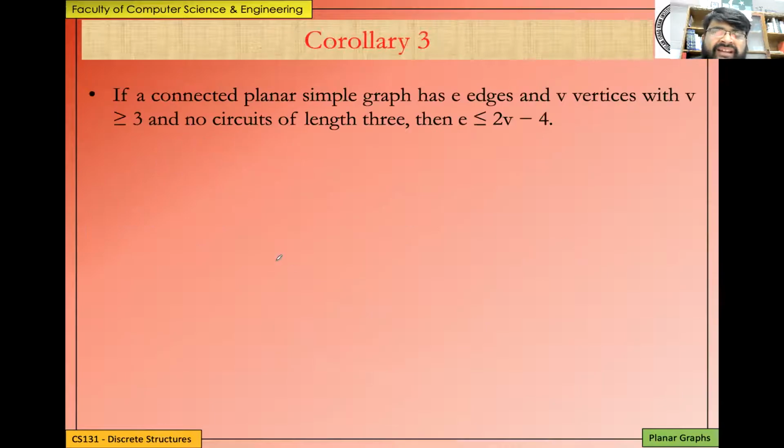So if a connected planar simple graph has E edges and V vertices, with V greater than or equal to 3, the number of vertices being greater than or equal to 3, and no circuits of length 3, so it should not contain a circuit of length 3, then the number of edges is less than or equal to 2 times the number of vertices minus 4.